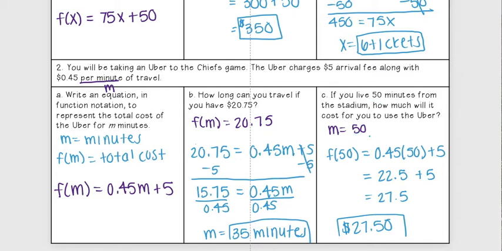So now I'm inputting into my function to find that total cost. So everywhere I saw an m in my function, I replaced it with 50. So f of 50, which again is just saying how much it's going to cost after 50 minutes, when I simplified that out, I got that it will cost me $27.50.